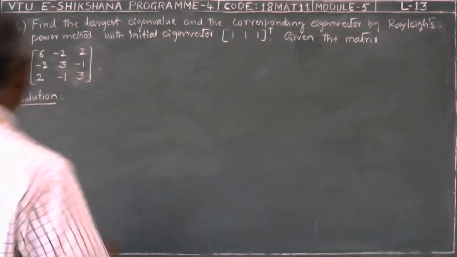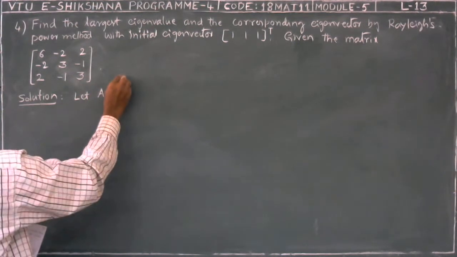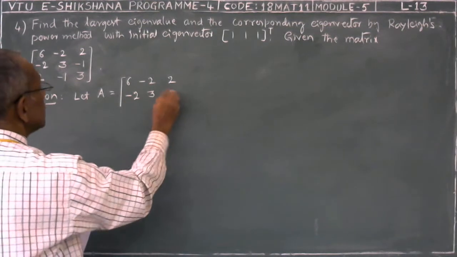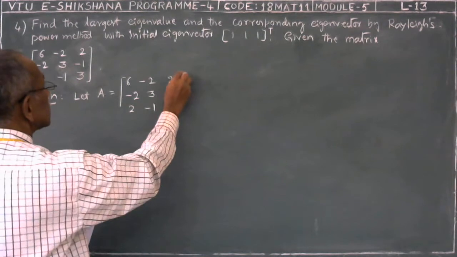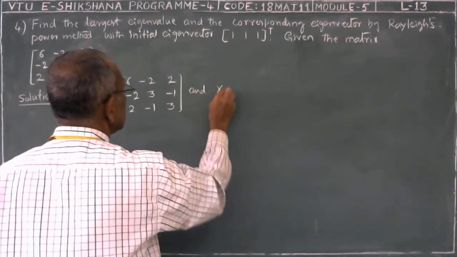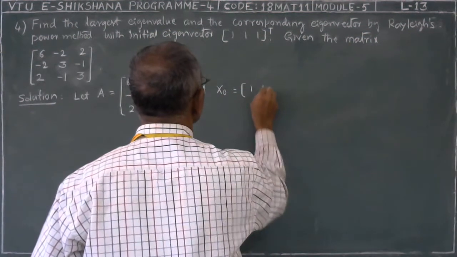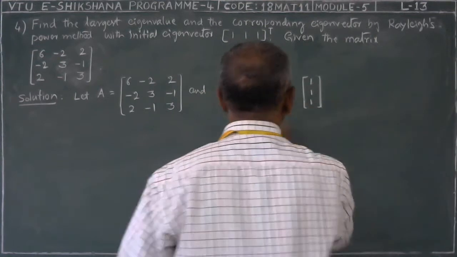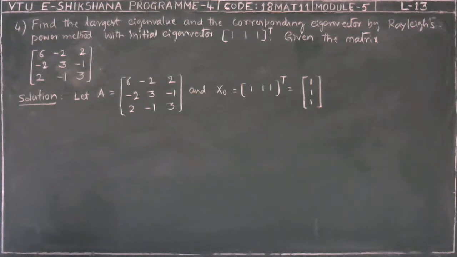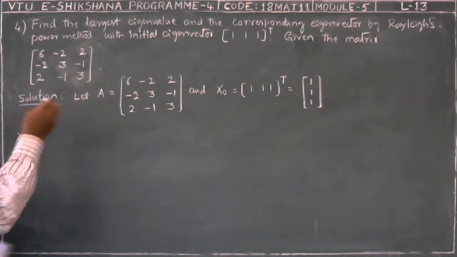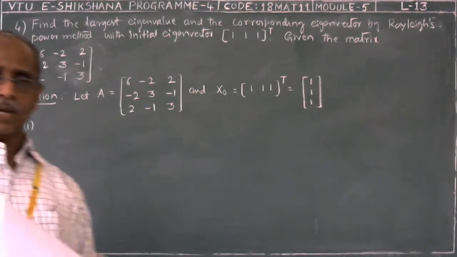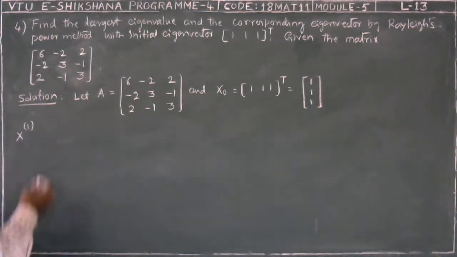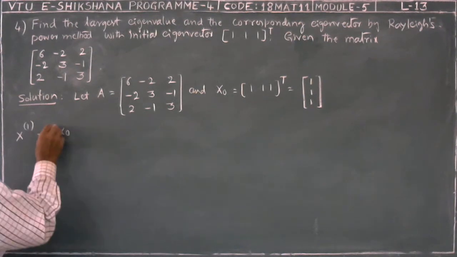Solution. Let the given matrix be A. Let A be the given square matrix of order 3: 6, -2, 2; -2, 3, -1; 2, -1, 3. The initial eigenvector X naught is (1, 1, 1) transpose, that is the column matrix 1, 1, 1, a vector. Here the number of iterations is not asked, so we continue the iterations till two successive iterations are the same. Let me start the first iteration with A into X naught.